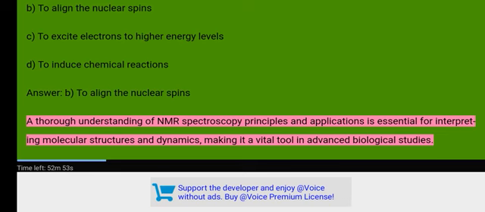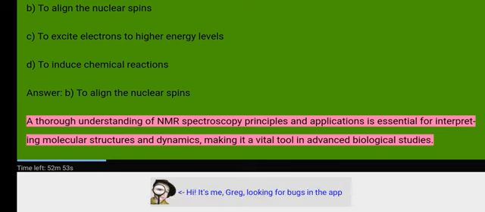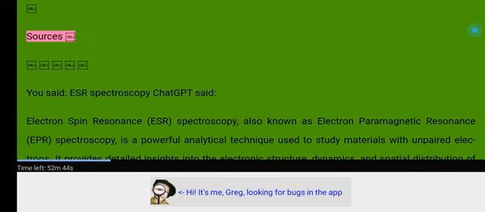A thorough understanding of NMR spectroscopy principles and applications is essential for interpreting molecular structures and dynamics, making it a vital tool in advanced biological studies. Sources: You said, ESR spectroscopy. ChatGPT said.